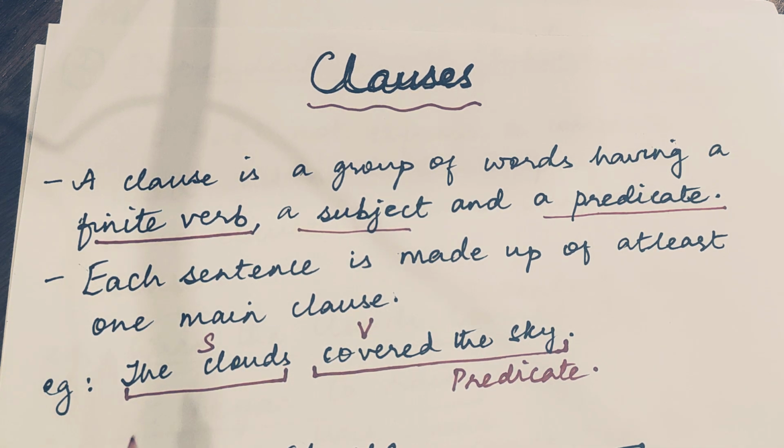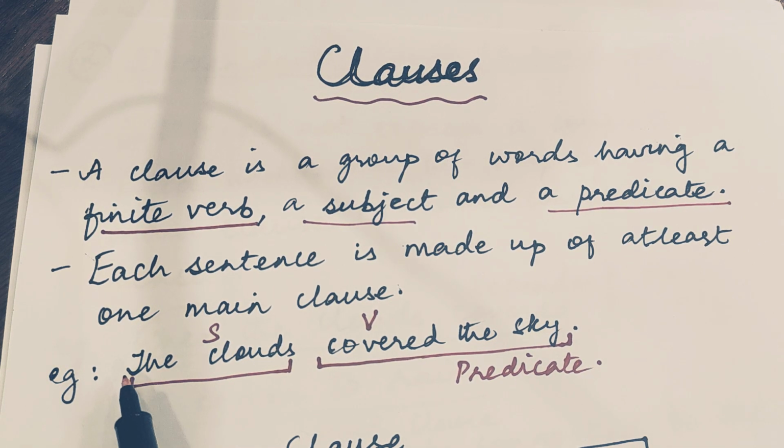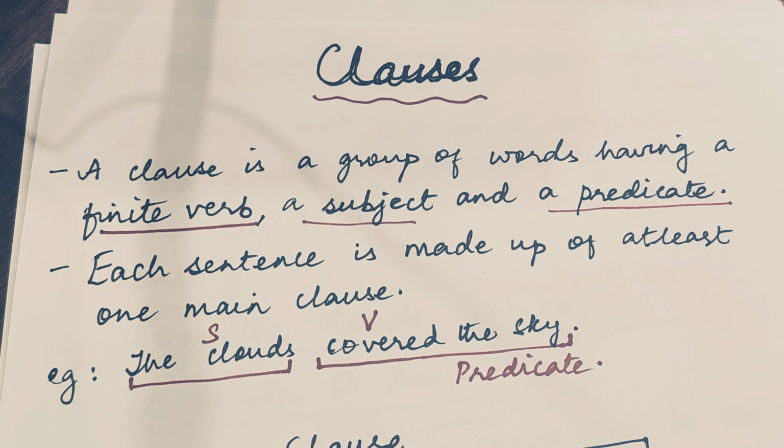So now each sentence is made up of at least one main clause. Now I will explain with an example what I mean. The clouds covered the sky. Over here the subject is the clouds. What is the finite verb over here? It is covered. And what is the predicate? Covered the sky. So what is the subject? About whom we are talking, about whom we are writing, that is the subject. And the predicate will tell you something about the subject.